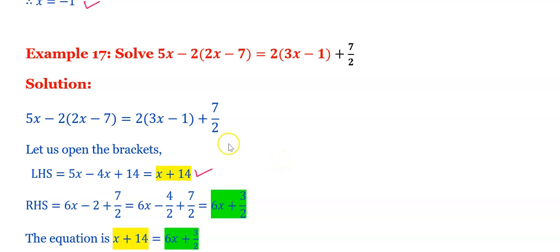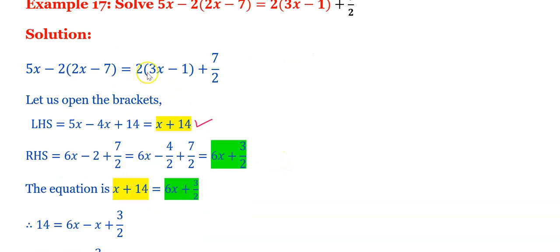What about the RHS? This is the RHS. 2 into 3x, that makes 6x here. 2 into minus 1, it's minus 2, and plus 7 by 2, it's as it is. Now next, see this here, 6x is as it is here, minus 2 can be written as 2 upon 1, multiplying numerator and denominator by 2, you will get minus 4 upon 2 plus 7 by 2, so that you will get the same base. Okay, therefore here 6x - 4/2 + 7/2, you will get 6x + 3/2.